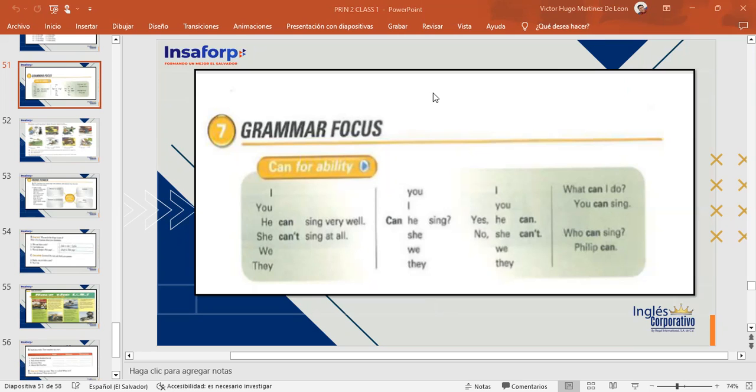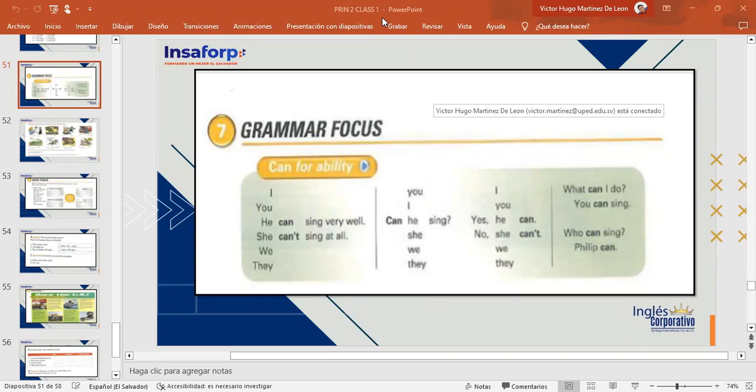Today, we're going to study a little grammar. We're going to study can for ability. When we use can for ability, it is about the things that we are able to do. Like if you can use a computer and use Office, that's an ability. If you know Excel, Word, PowerPoint, Publisher, and all the programs, you are good with computers. And if you can play a musical instrument like the guitar, piano, a saxophone, battery, the flute, and others, that's an ability too.